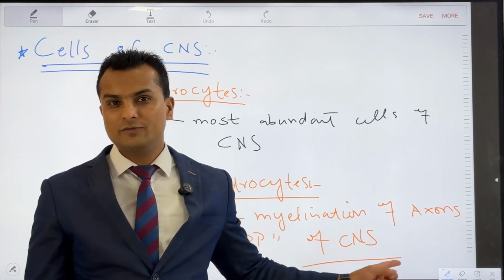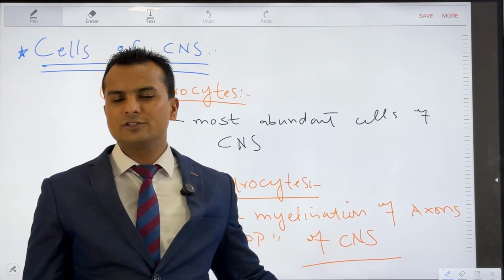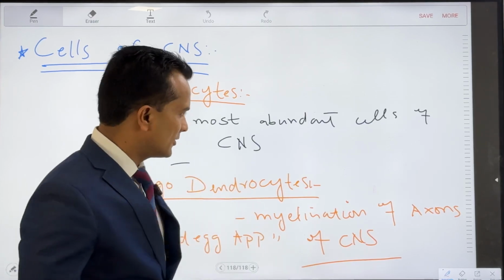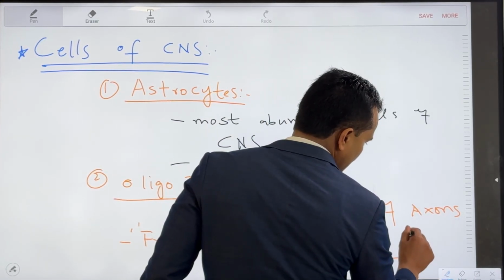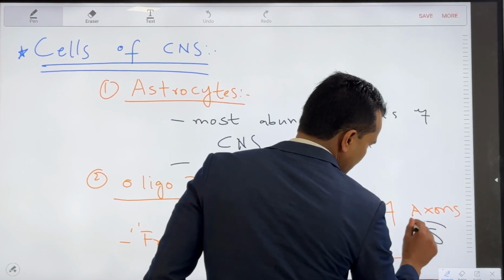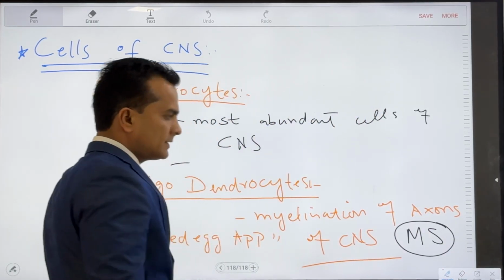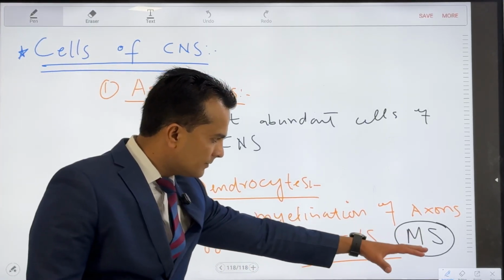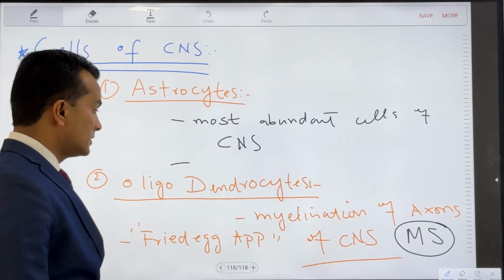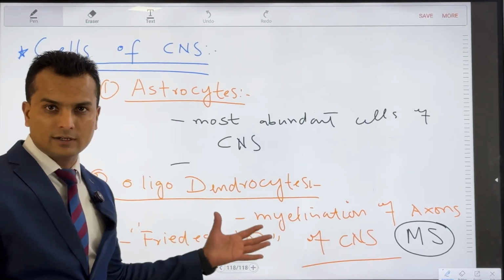If there is destruction of these cells, in which disease? That is multiple sclerosis, MS. Oligodendrocytes are destroyed in multiple sclerosis. Later we will discuss multiple sclerosis. This is a demyelinating disorder associated with the central nervous system.